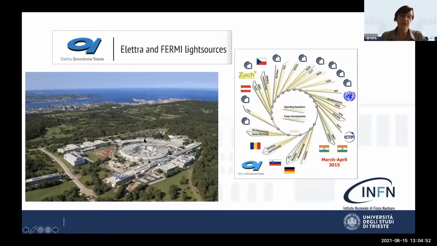Because if this is the picture of the facility, this is a sketch of what happened in the facility. Each of these lines is a beam line, which means each of these beam lines has been developed in order to exploit the different properties of synchrotron radiation. So each of these lines is a different laboratory.